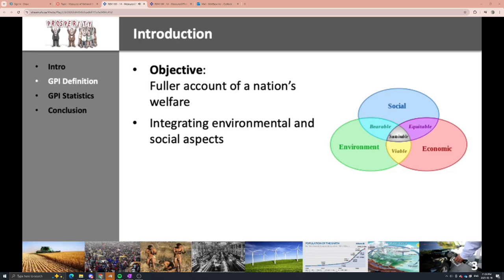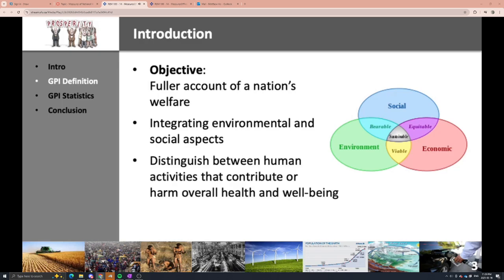The GPI is therefore grounded in the three pillars of sustainability, which include environmental, social, and economic aspects, as illustrated by the Venn diagram at the right. We will be looking at these components in greater detail in the course when we start talking about sustainability. In addition to looking at the pillars of sustainability, the GPI also explicitly distinguishes the factors that contribute to human well-being from the factors that detract from human well-being.